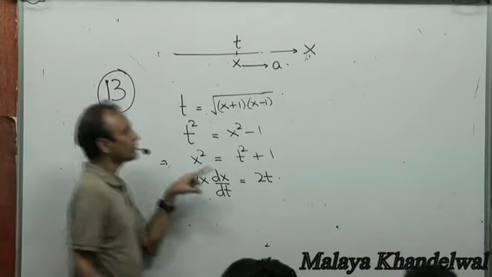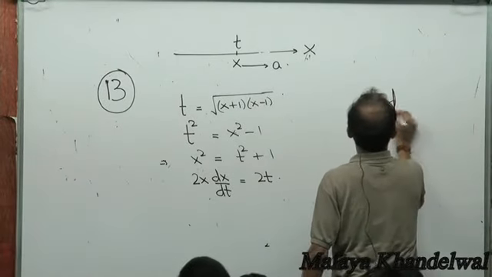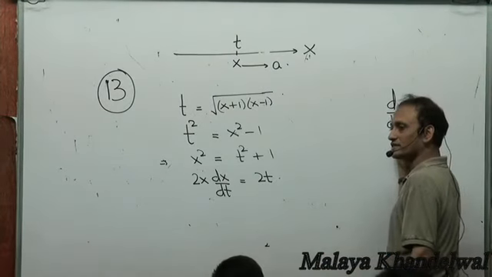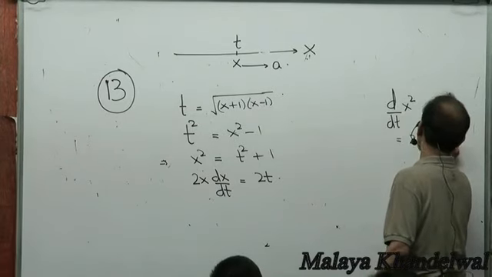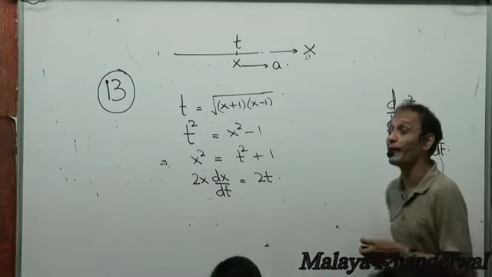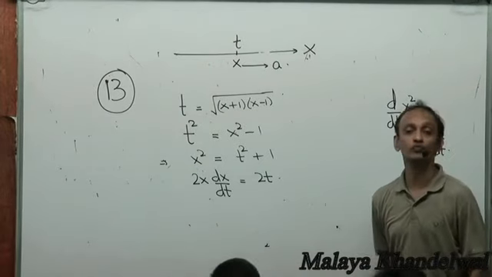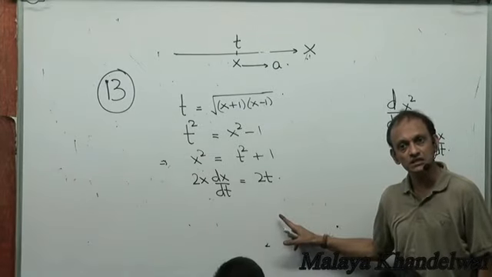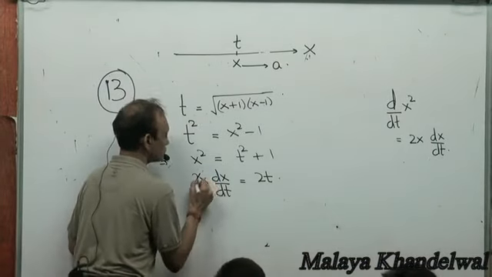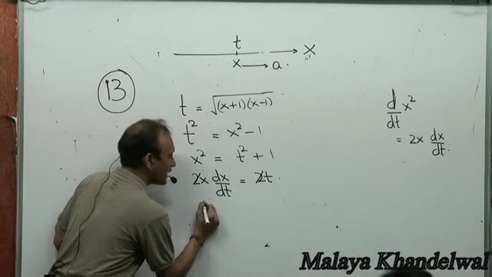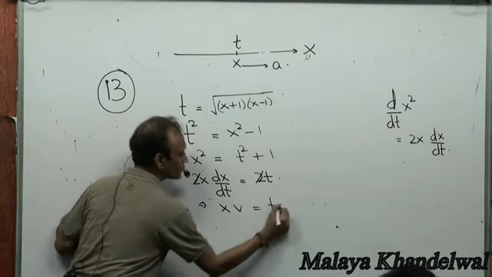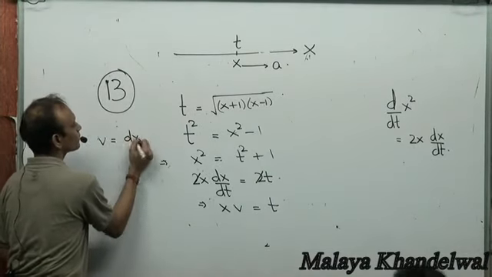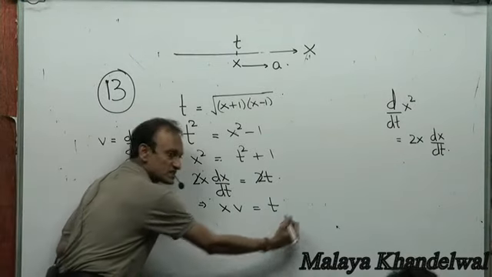Differentiating with respect to time: differentiate x squared with respect to time is like first differentiating x squared with respect to x, that is 2x, and then x with respect to time. That's chain rule. I want you to go back and look at that session on chain rule one more time in case you've forgotten that. Right? x dx/dt is t. That means x into velocity v is t. Dx/dt is the velocity v. How about it? x into v is t.